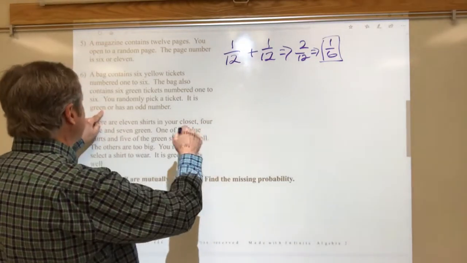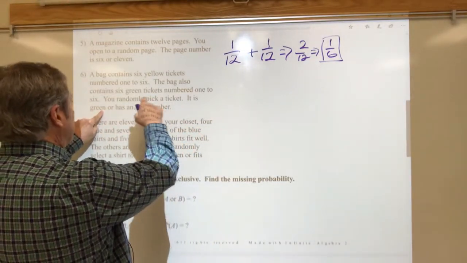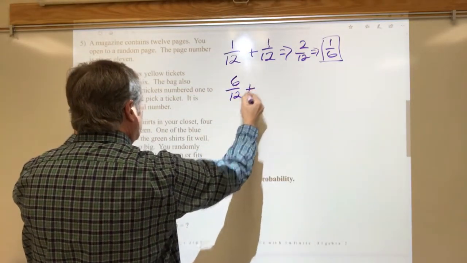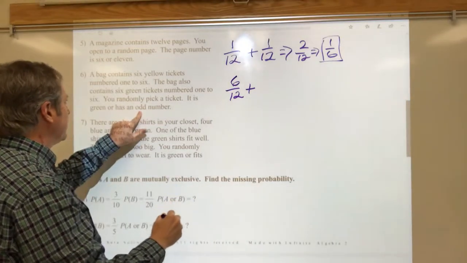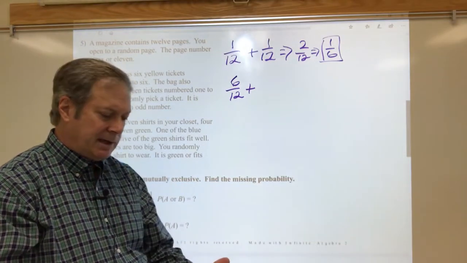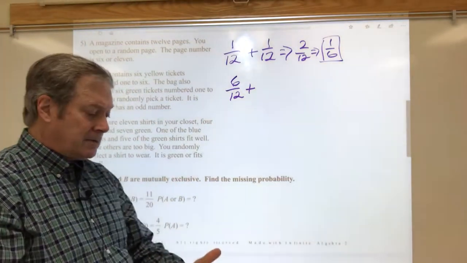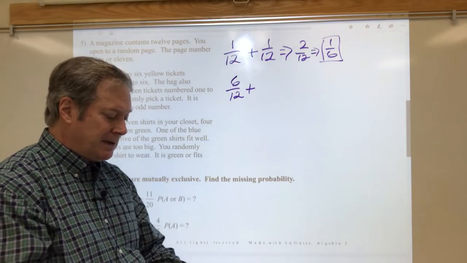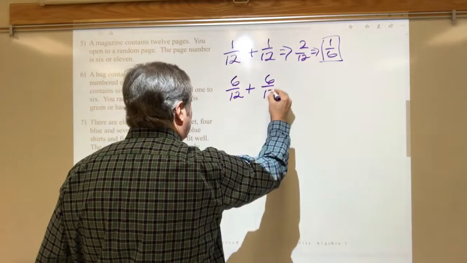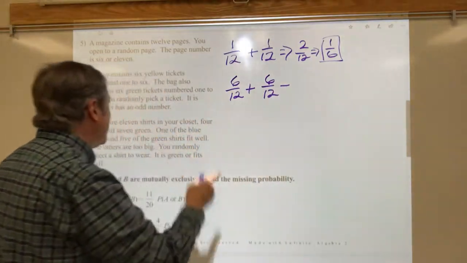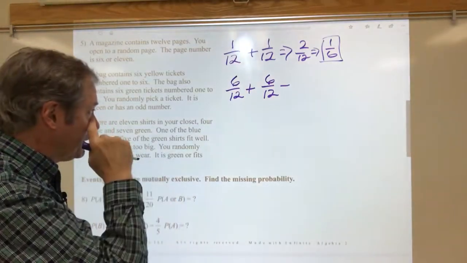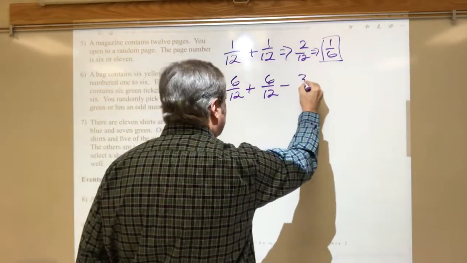How many ways are there of getting a green? Well, it looks like it's 6 out of a total of 12 tickets. Or, how many ways are there of getting an odd number? Well, you've got 1, 3, and 5, and you've got that for both the yellow and the green. So that's 1, 3, or 5 for yellow, 1, 3, or 5 for green, so that's a total of 6. But then we need to subtract out of it the odds that are also green, because you cannot double count, so that would be pulling away 3 of them.